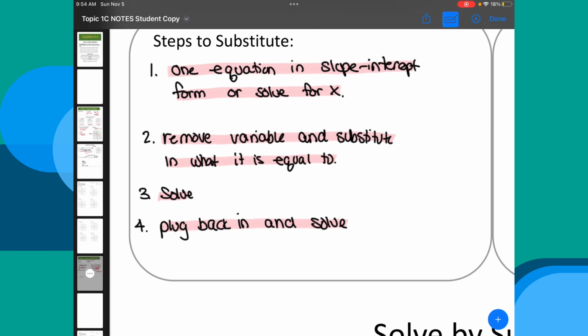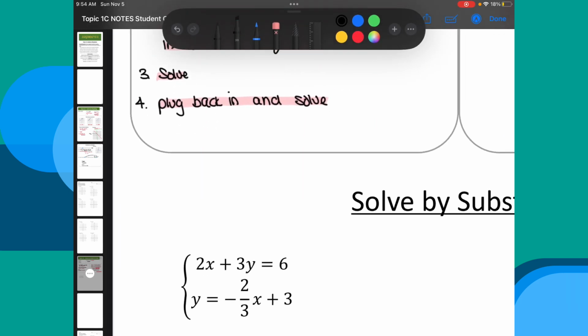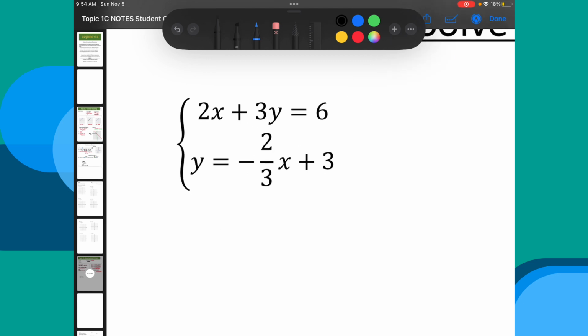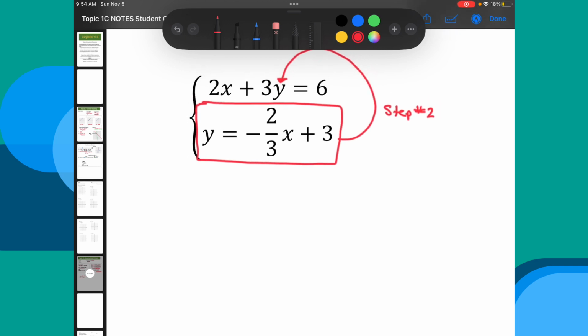Let's try one together. All right, so I'm looking for either one of my equations to be in y equals mx plus b, or for x to be isolated. And I have that in my second equation. I'm going to put a box around it, and we are going to substitute into the first equation. So we didn't have to do step number 1. We can go right to step number 2. Step number 1 was done for us.